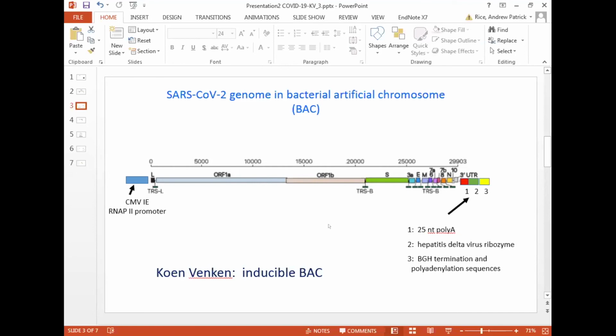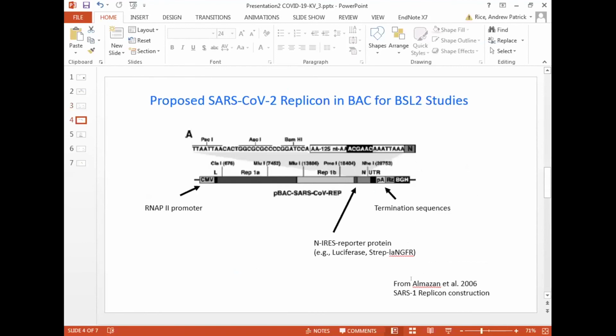This is taken from a publication with the original SARS-1 virus from the Enjuanes lab in Spain. What was done is to delete the spike, envelope, membrane, and 3A sequences and many open reading frames. And then this construct has a CMV promoter to drive transcription from Pol II, and then the appropriate sequences to terminate and give a poly-A sequence. So this essentially can replicate in transfected cells. It replicates the viral genome.